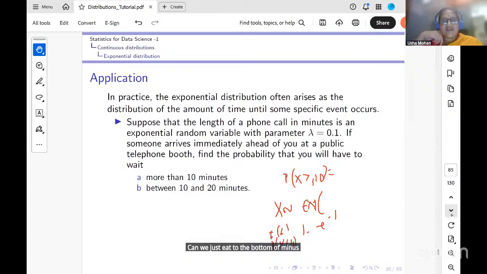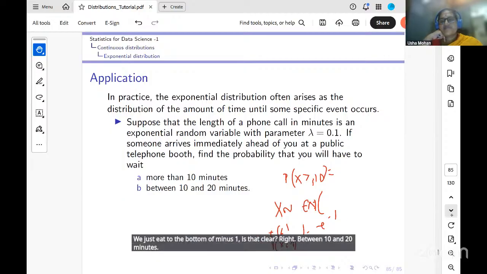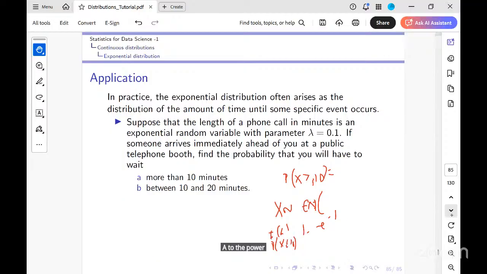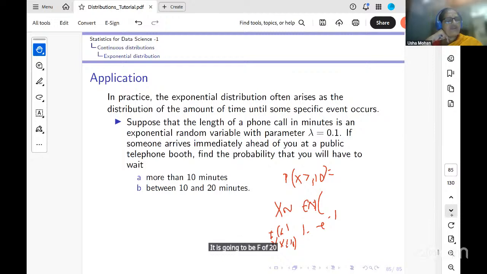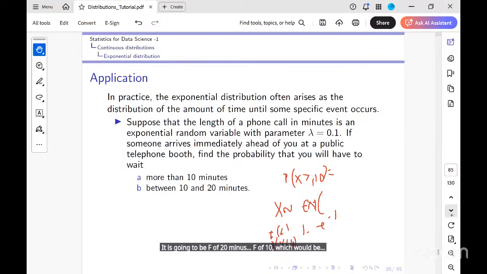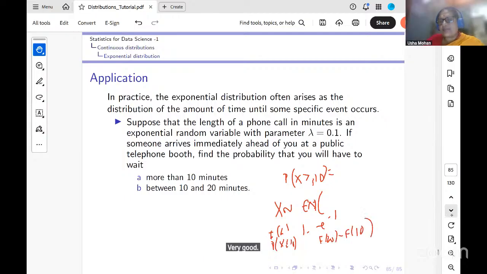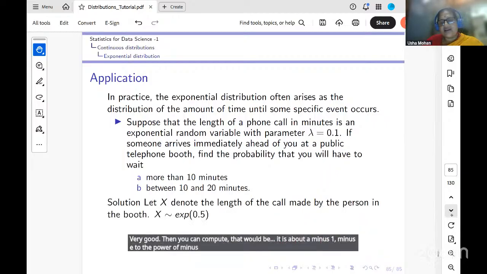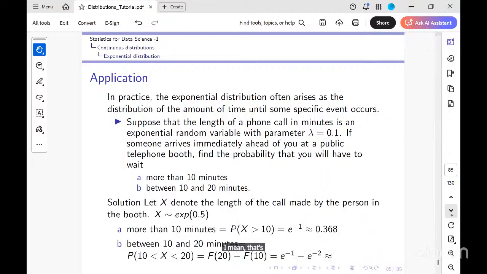Is that clear? Now, between 10 and 20 minutes. It is F of 20 minus F of 10. Then you can compute that: it would be e to the power of minus 1 minus e to the power of minus 2. Is that clear?